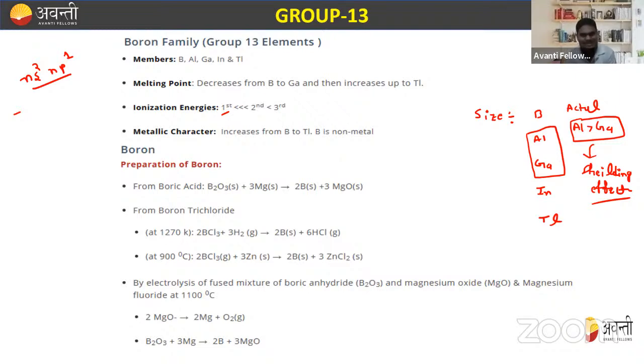Now, at 900 degrees Celsius, when BCl3 reacts with zinc, it will also produce boron plus solid ZnCl2, right? So this is how we actually prepare boron. The first method is from boric acid, and the next method is from boron trichloride. So this is the way by which we can prepare boron, right?